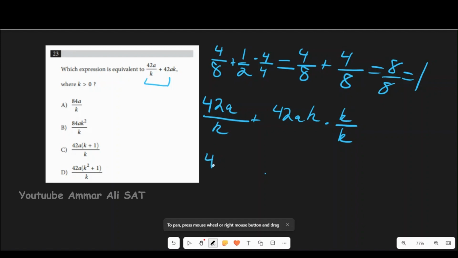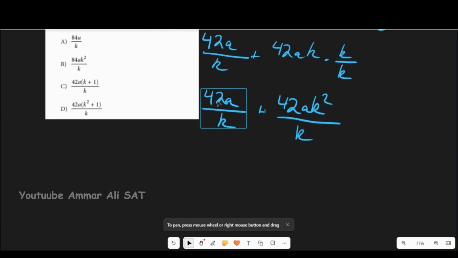So if we rewrite again, we will have 42a over k and then plus 42ak times k, and that will be two k's times each other, which will be ak squared. So we will have 42ak squared over k. And now we can simplify them even further. So what we're going to do now is we will have 42a plus 42ak squared all over k. So we have one part down, we have the over k part down.